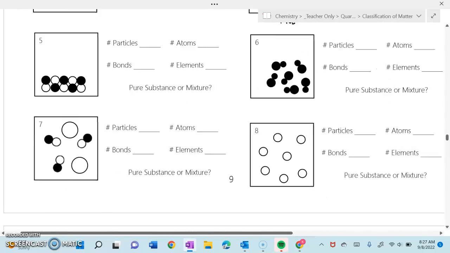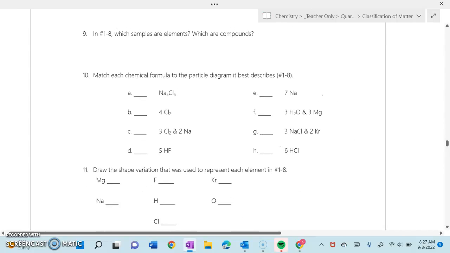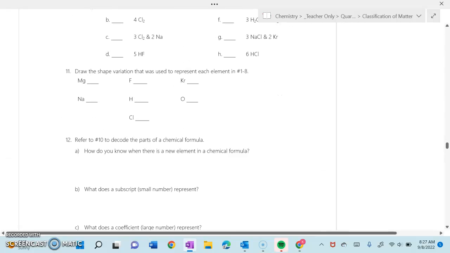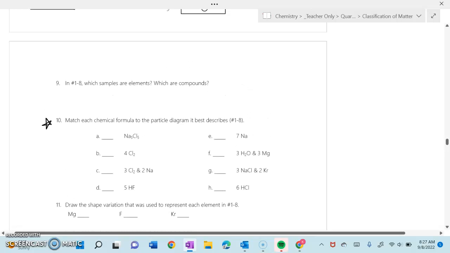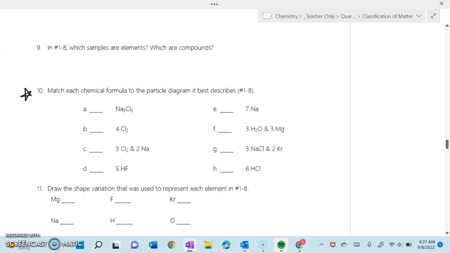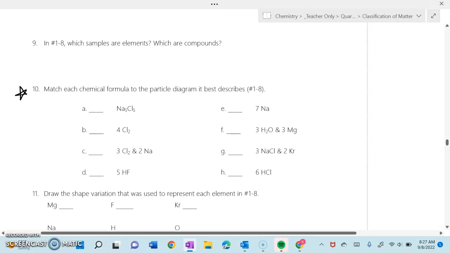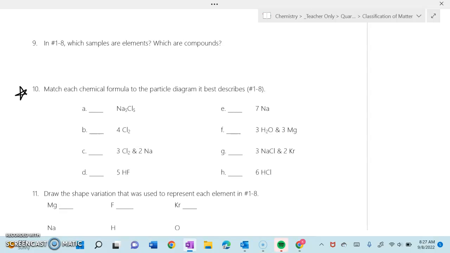On the back side, after you go through all of those, you have some questions to answer with your analysis. For number 10, this is taking a look at chemical formulas and pairing them up with the pictures on the front. So each element symbol is representing a shape variation, and they will match as you look for patterns. Remember, we talked about capital letters mark the start of a new element, and then our numbers are going to tell us how many of them.